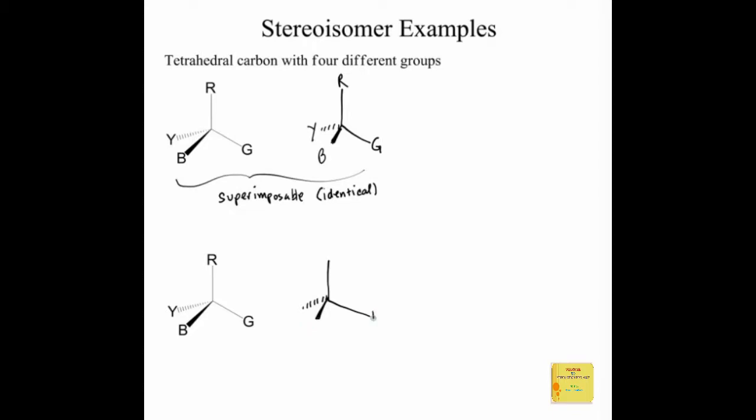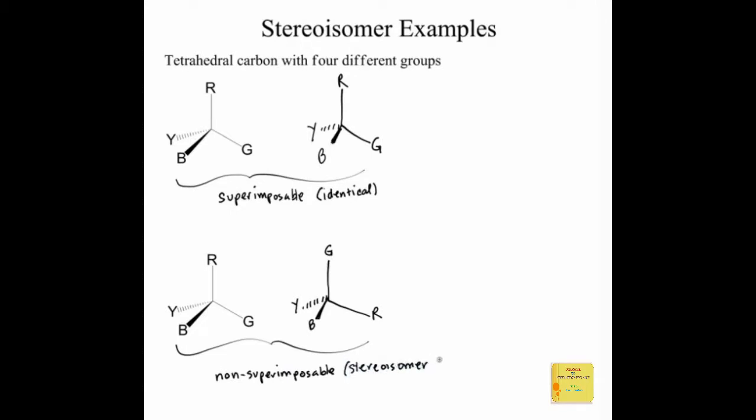And it doesn't matter which two groups you switch. You could try this at home. So let's switch the red and the green, but keep the blue and the yellow in the same position. When we make that swap, we find that these two groups are now non-superimposable. They're unique compounds. They are stereoisomers of one another.